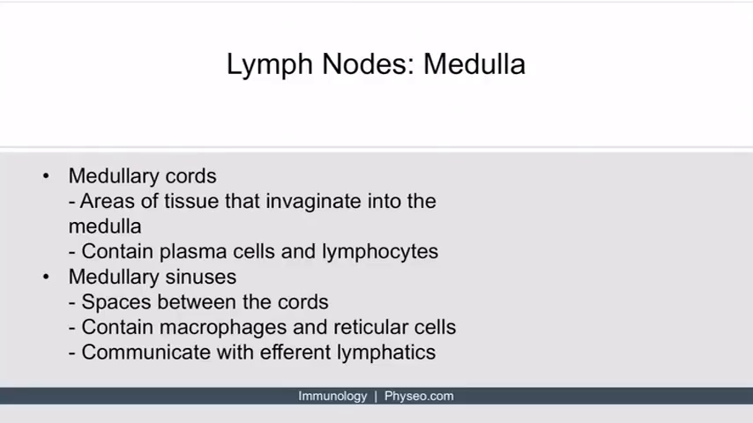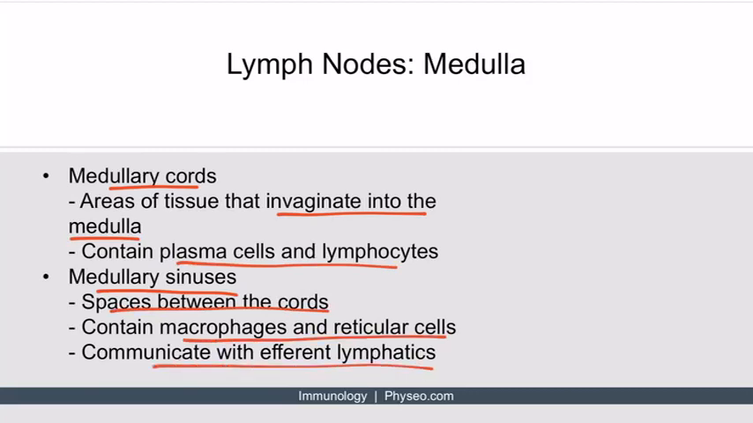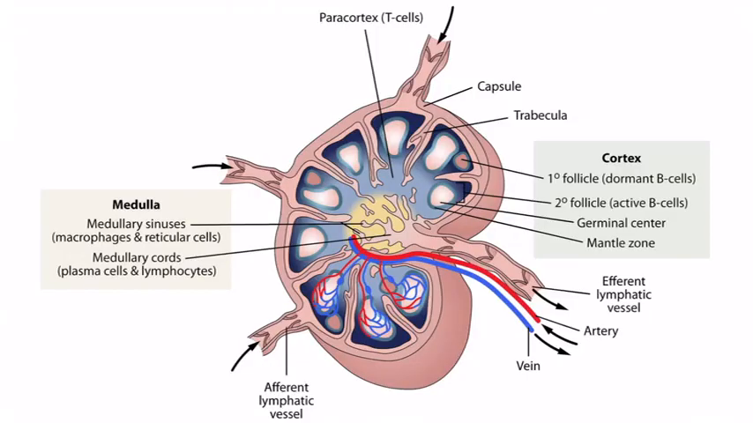Finally, we have the medulla, which can be broken up into the medullary cords and the medullary sinuses. The medullary cords are areas of lymphatic tissue that invaginate into the medulla, and the medullary sinuses are the spaces between the cords. The cords contain plasma cells and lymphocytes, and the sinuses contain macrophages and reticular cells. Finally, the medullary sinuses communicate with the efferent lymphatics. From the image, we can see the medullary cords right here and the medullary sinuses right here.